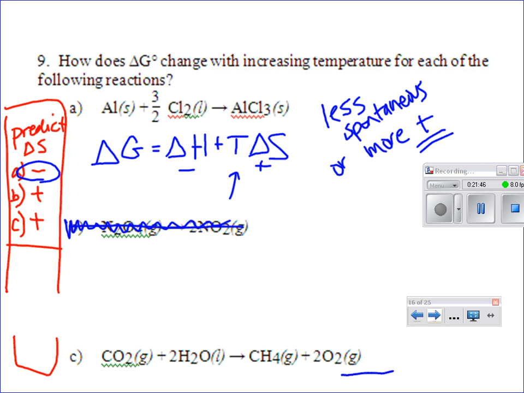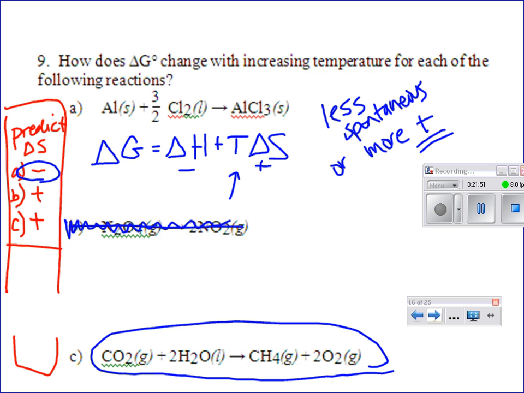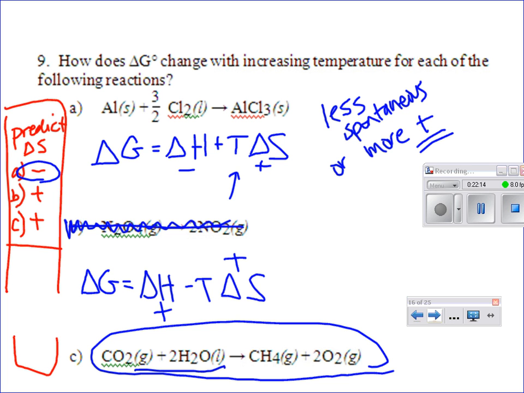Okay. What about this one? I have got no numbers here. Nothing. How am I going to figure this out? I know delta G is equal to delta H minus T delta S. I really only need to truly look at delta S. What's going on with delta S here? We're going from gas and liquid to all gases, so this is positive, right? I don't care if delta H is negative or positive. It turns out this is going to be positive. Can anyone tell me why it's positive?